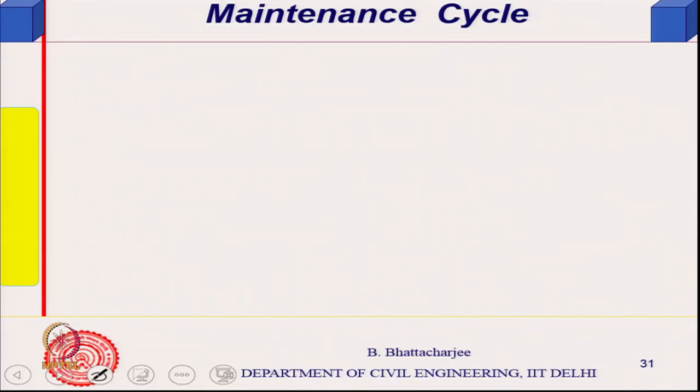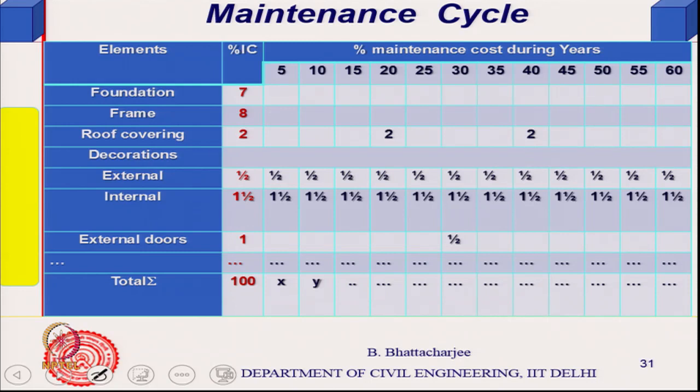So, one way is this; I will come back to it first, I will show these slides. For example, foundation. If you look at foundation, the initial cost is, let us say, 7% of the total cost of the building, and it does not require any maintenance. These columns are percentage of initial cost, and maintenance cost during life at 5, 10, 15 years. So, 0 to 5 years all the cost here, 5 to 10 years, 10 to 15 years, and up to the intended design life of 60 years we are considering.